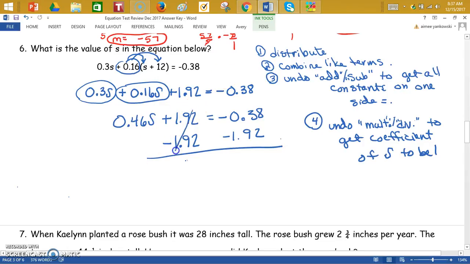1.92 minus 1.92, those zero out. The whole point was to get this 0.46s by itself on one side of that equal sign. And here, signs are the same. I'll find the sum, I'll keep the sign.